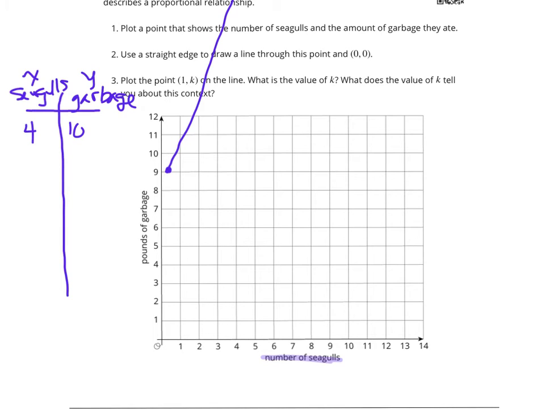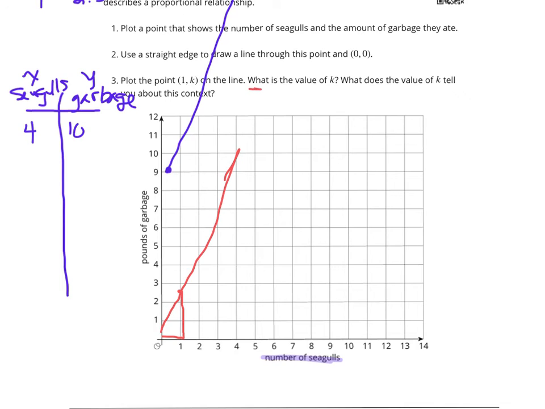Question 3 says plot the point 1, k on the line. Well, what is k? Let's see. K I find from dividing 10 divided by 4, which I think is 2.5. So now I can find that point on my graph. That would be over 1 and up 2.5, and I didn't draw that very well. I didn't use a straight line. I kind of freehanded it, but the idea is there, right?